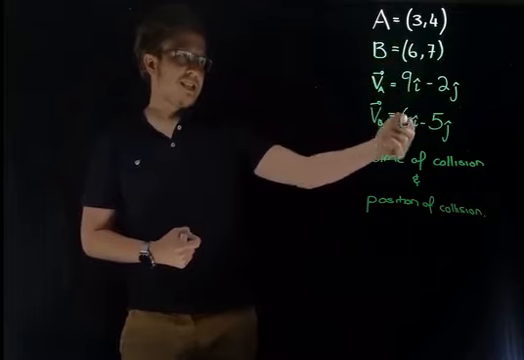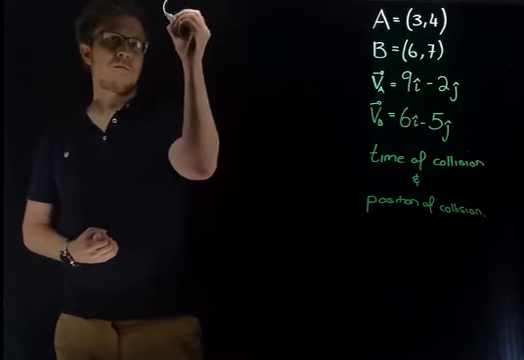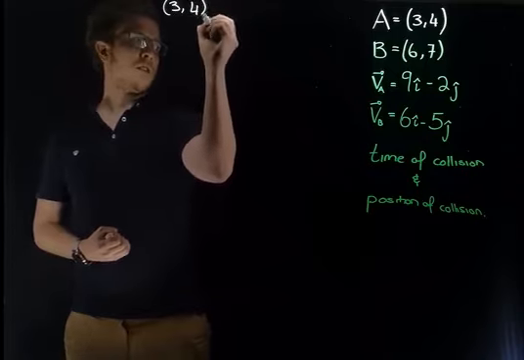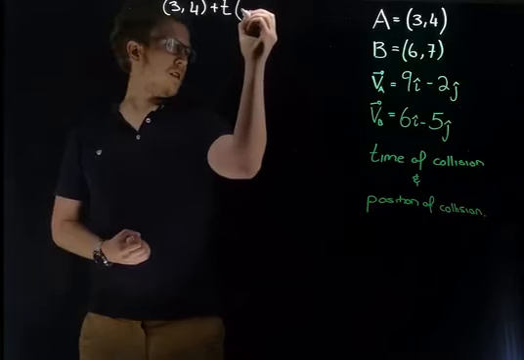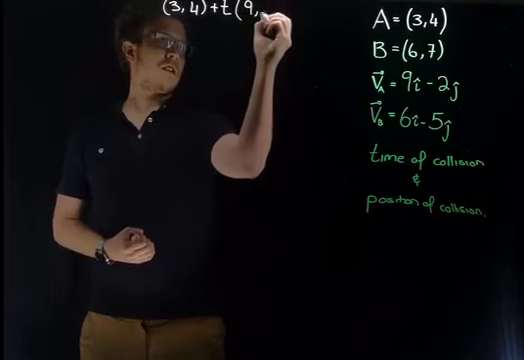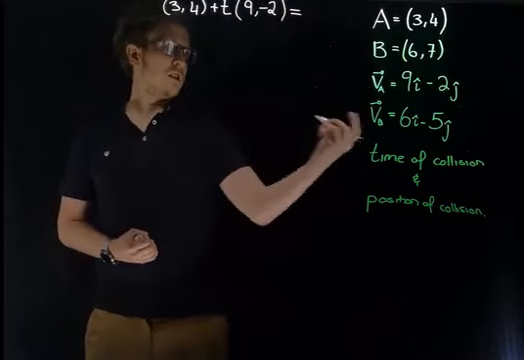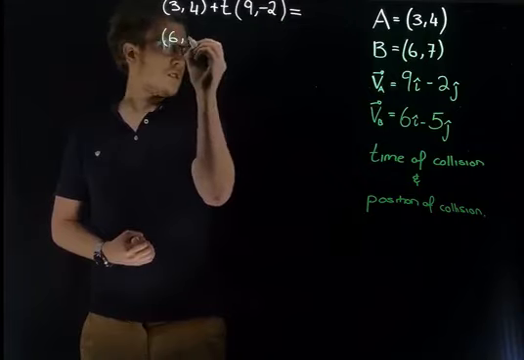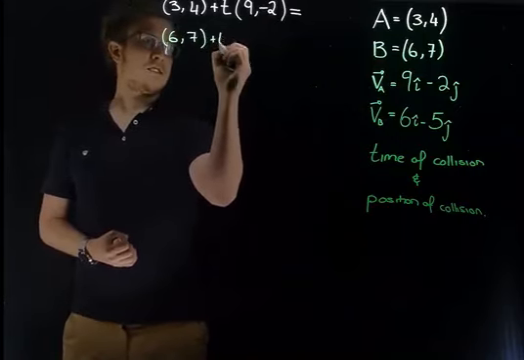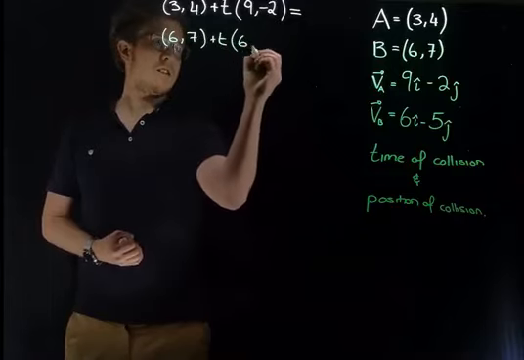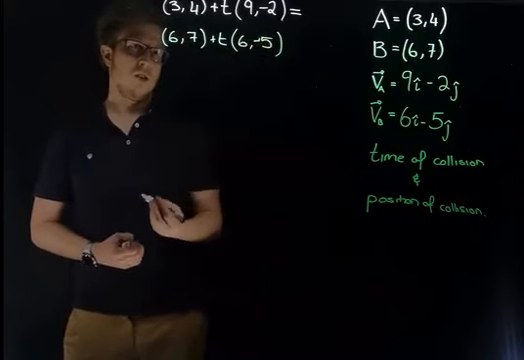So what I'm going to do is take these down and write them together. So I'm going to have (3, 4) plus, and now I'm going to add the velocity after some time, t(9, -2), and I want this to equal this. So I want this to equal (6, 7) plus t(6, -5). I'll show you why I'm writing it underneath now. Okay, so I want these two things to be equal.